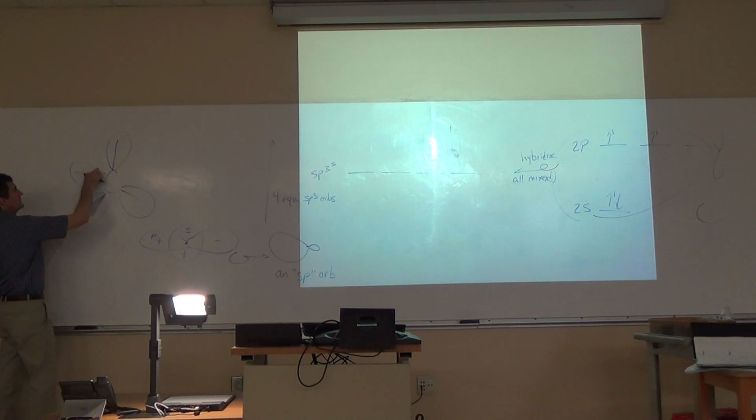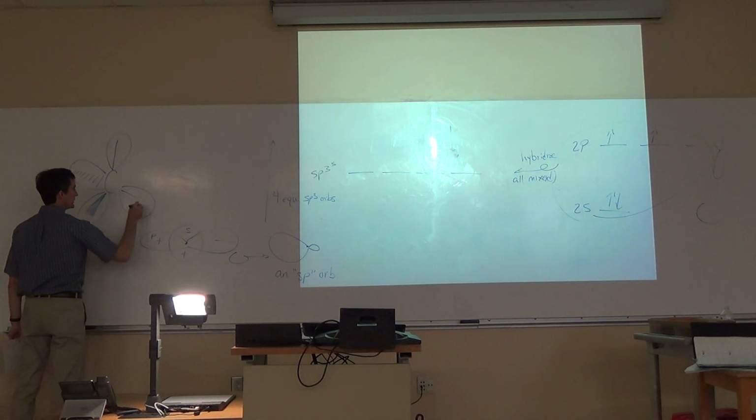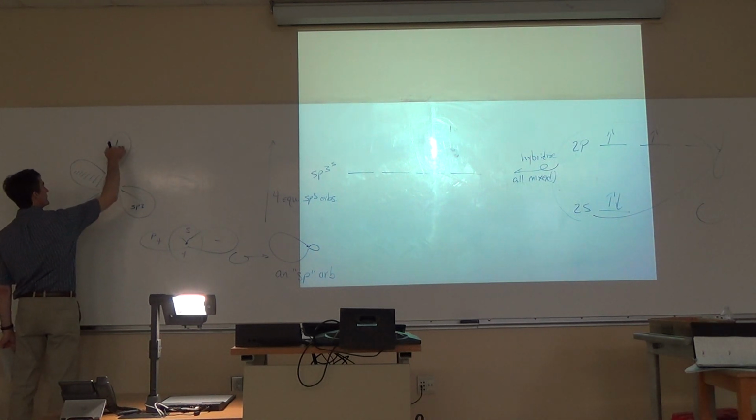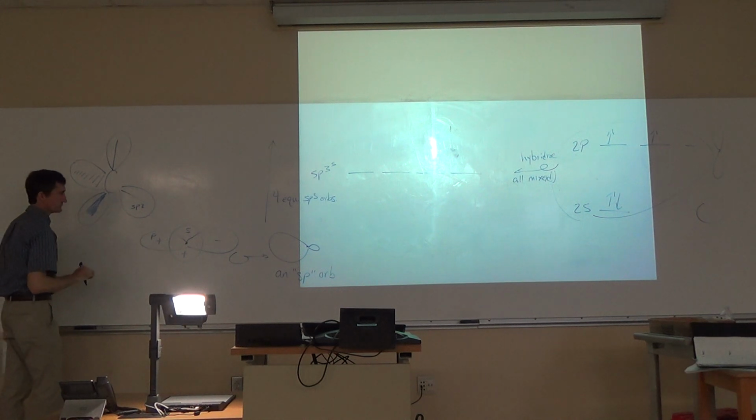Yeah, that's a little ugly. Alright? This is supposed to be the 4 hybrids around the carbon. Okay? And each one of these is an sp3. Alright? sp3, sp3, sp3.